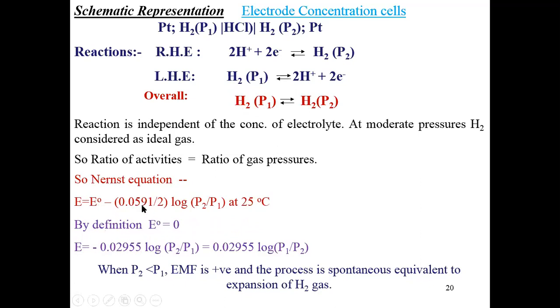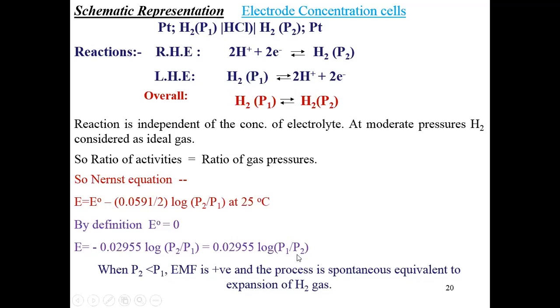Ultimately, this is divided by 2. Ultimately, it will be 0.02955 log of P2 by P1. And if you take this negative sign inside the logarithm, it will become P1 by P2. So this EMF of the cell is positive only if P1 is greater than P2, right? So this means this cell will produce electrical energy as long as this pressure P1 is greater than P2, and it will continue to produce that electrical signal till their pressures become equal.